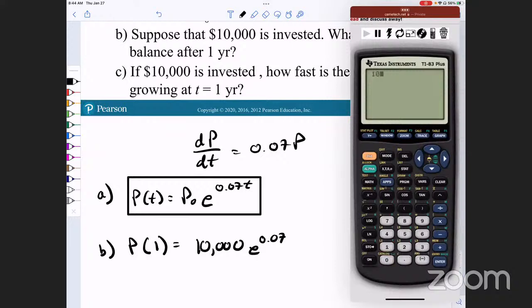It's going to do 10,000 times e to the 0.07, which is approximately $10,725.08. So I'm going to say that this is approximately $725.08.